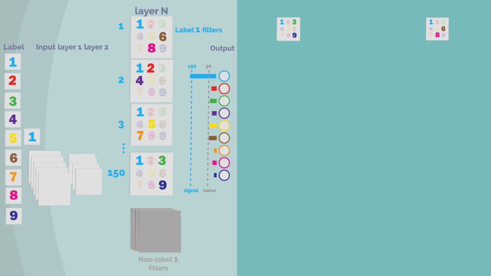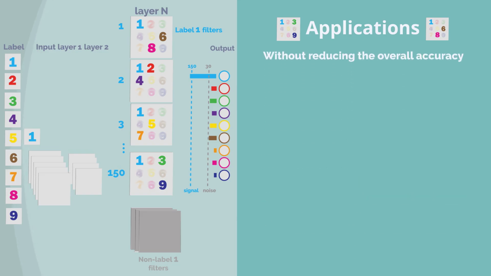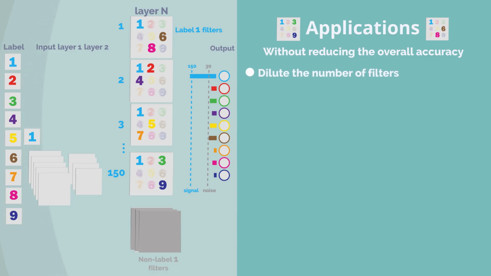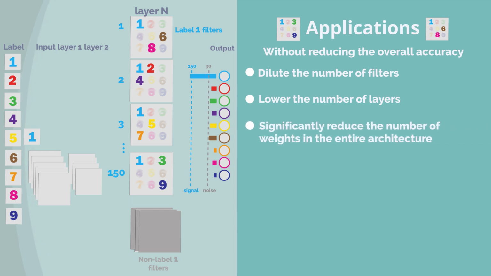This new understanding can lead to real-world applications. Without reducing the overall accuracy, one can dilute the number of filters, lower the number of layers in the system, and also significantly reduce the number of weights in the entire architecture. This can greatly improve latency times, as well as memory usage and complexity while keeping the network's capabilities.